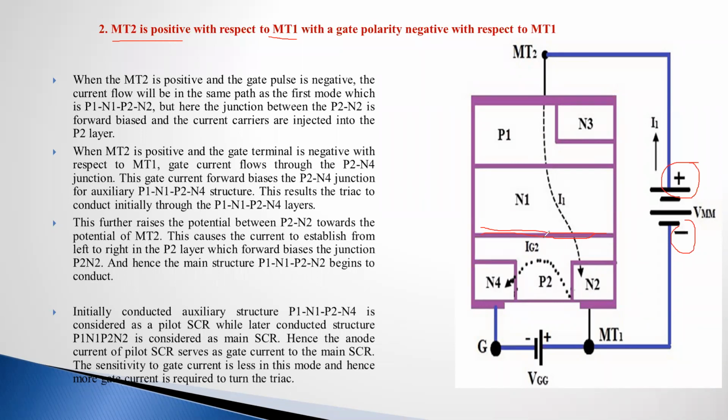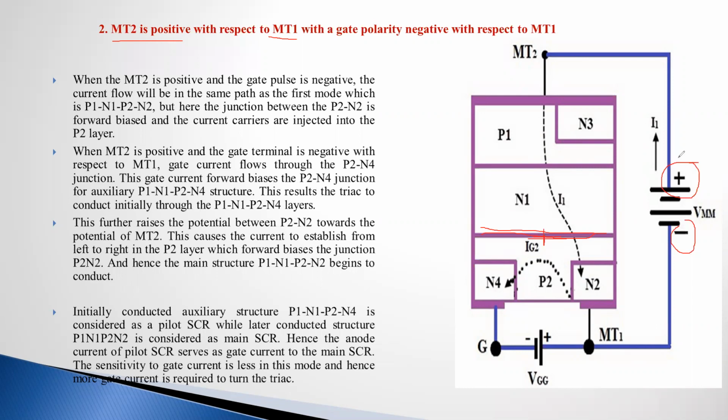P2 layer, at a particular level the depletion layer at this junction is totally finished and currents start to flow from P1, N1, P2, N2. Clear? P1, N1, P2 and N2 and MT1 negative. This is the path for flowing the current.